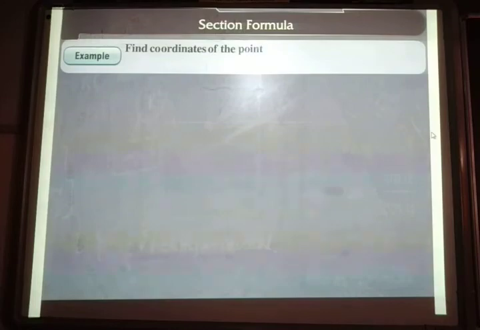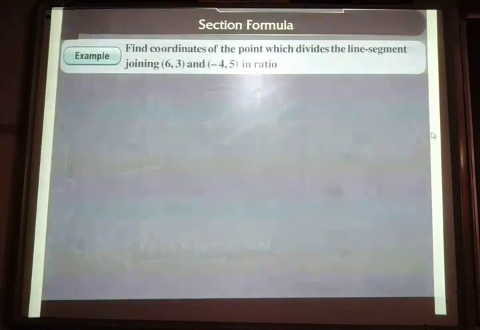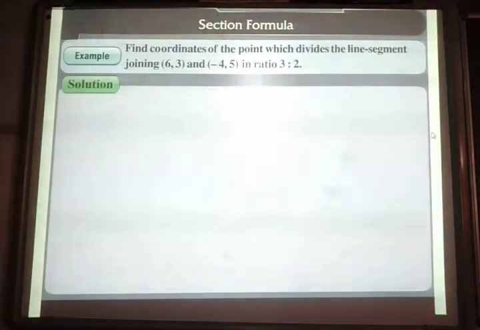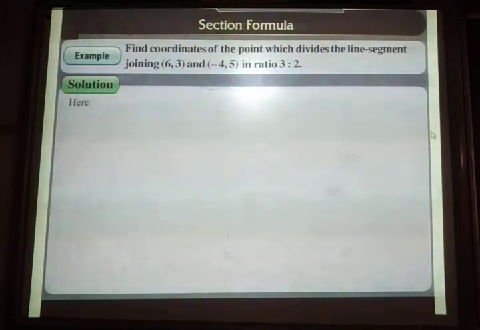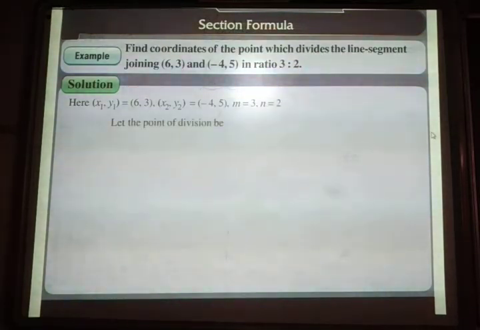Find the coordinates of the point which divides the line segment joining (6, 3) and (-4, 5) in the ratio 3:2. Solution is as follows. Here x1, y1 equal (6, 3). x2, y2 is equal to (-4, 5). m is equal to 3. n is equal to 2. Let the point of division be x, y.